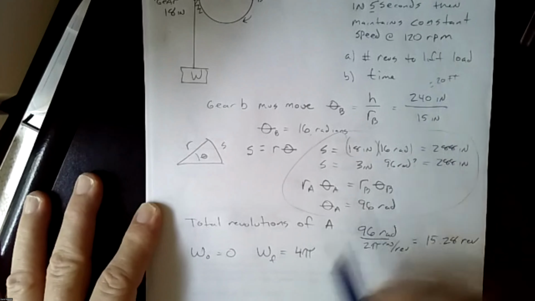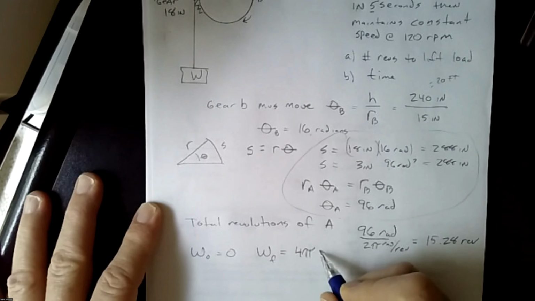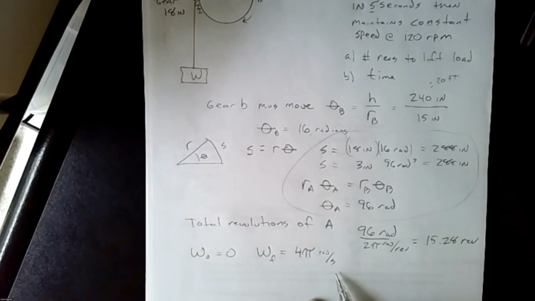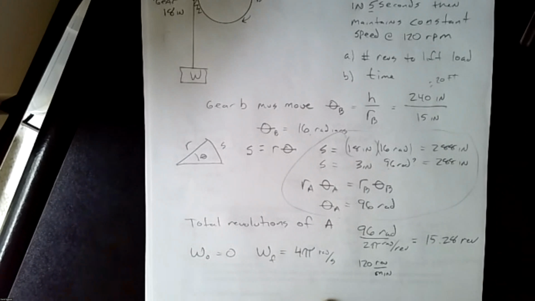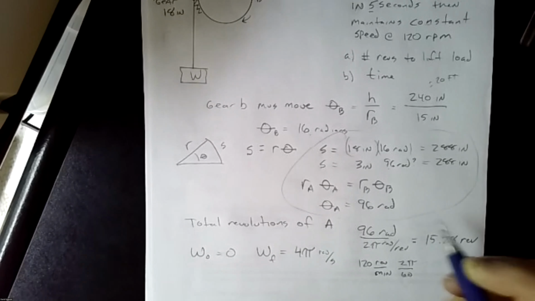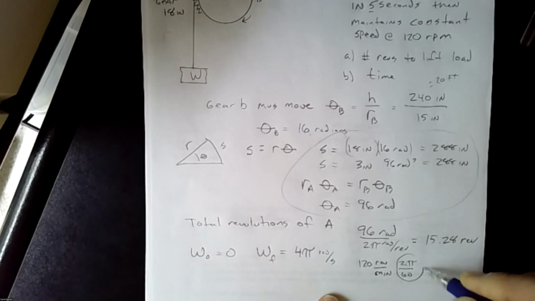So 120 RPM is the same as 4 pi radians per second. How did I get that? Well, it's 120 revs per minute, and then you multiply that by 2 pi over 60. So 2 times 2 pi is 4 pi. Just remember that that's your conversion.